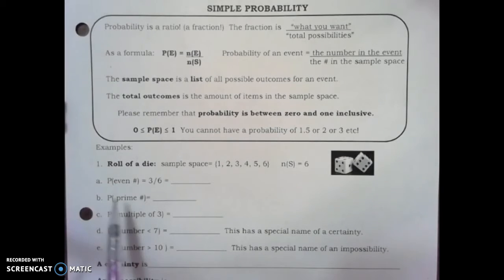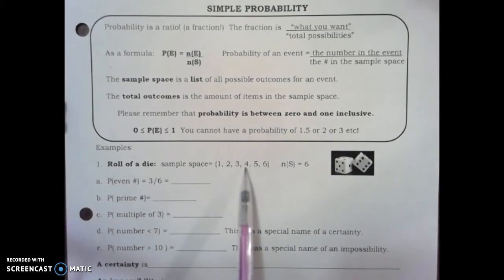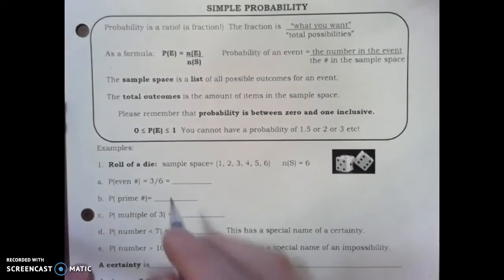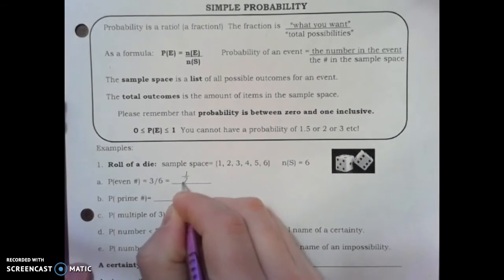And so in our first example, it says, what's the probability of getting an even number? Well, if you think about it on a die, 2, 4, and 6 are even numbers. That's 3 out of the 6, which could be simplified down to a probability of 1/2.